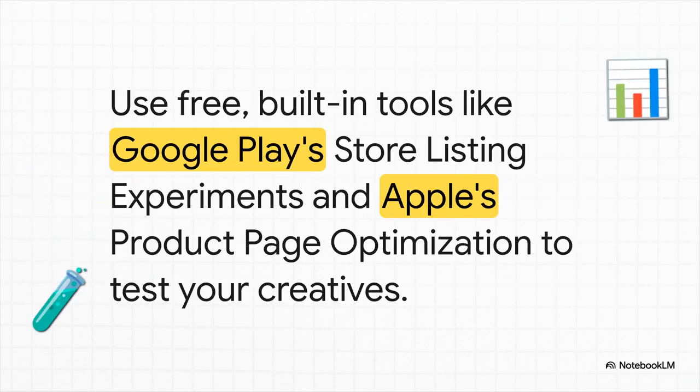And you know, A/B testing isn't some complex thing that requires a ton of money. Both Google and Apple give you powerful tools to do this for free. On Google Play, it's called Store Listing Experiments. On Apple, it's Product Page Optimization. There is absolutely no excuse not to be using these.